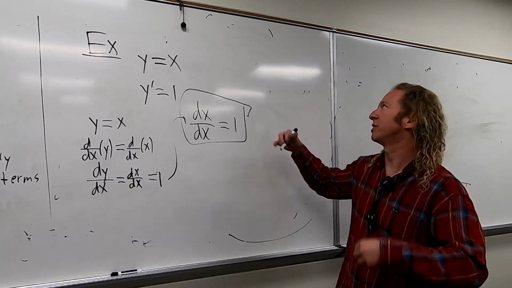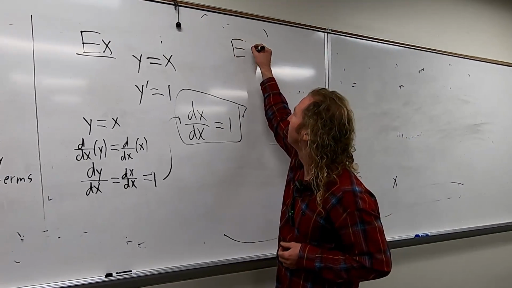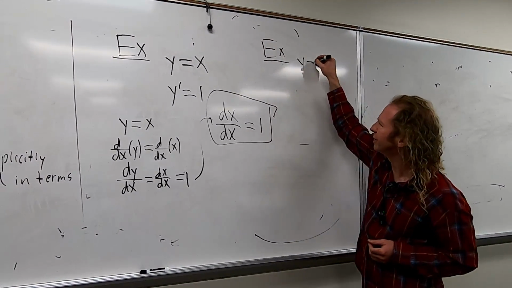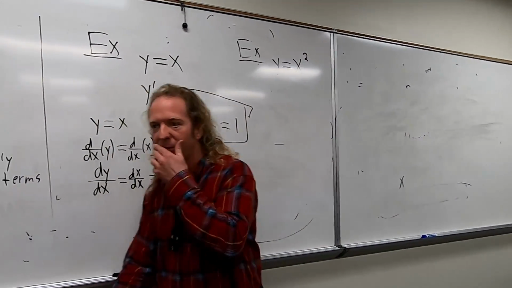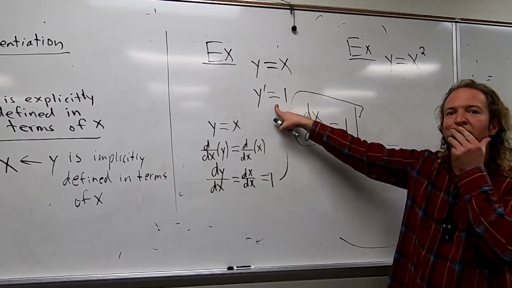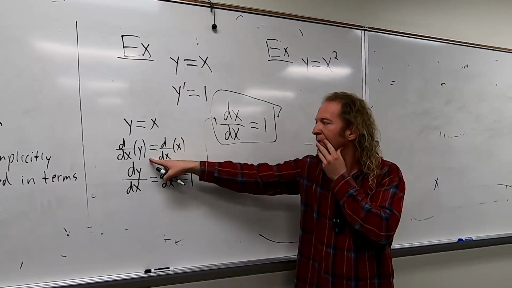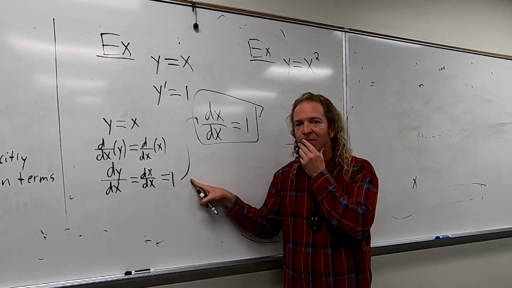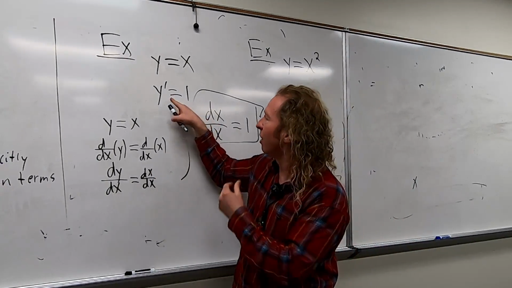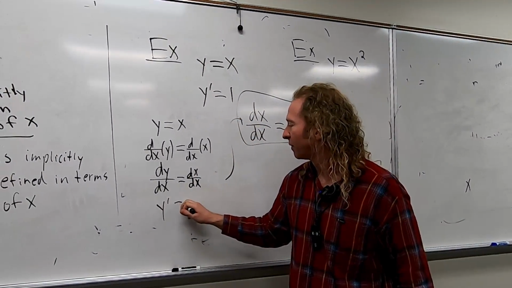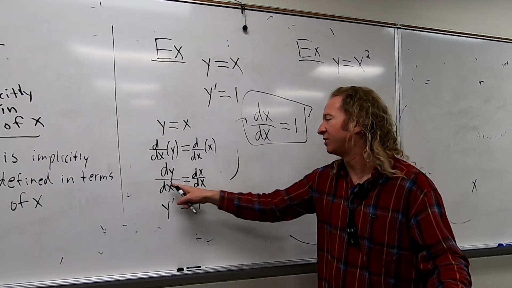All right, let's do another example, just a little bit deeper. Say we had y equals x squared. Yeah? For the first part that you did, when it goes from dy dx to dx dx to 1, how do you get the 1? Oh, because we know that y prime is equal to 1. Okay. And so these are the same.